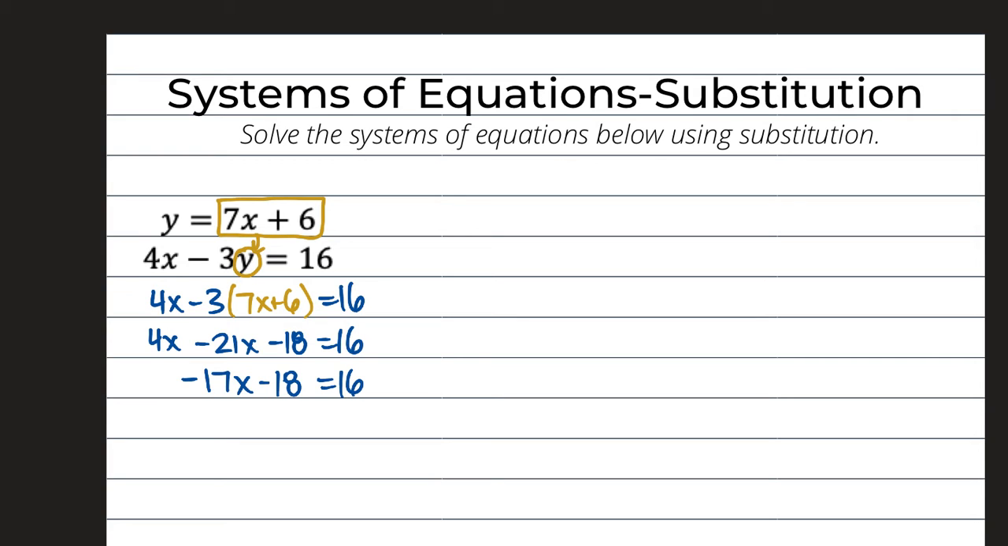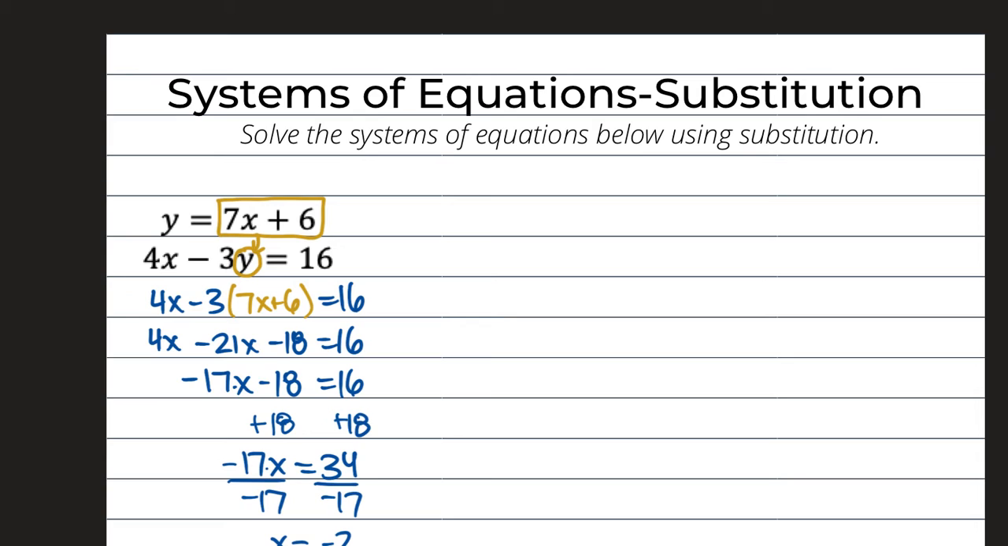Then we need to get rid of any addition or subtraction. The negative 17 is being multiplied, so not that yet. Get rid of the 18 by doing the inverse, add 18 to both sides. So now we have negative 17x equals 34. And then to get rid of the multiplying by negative 17, we'll divide both sides by negative 17. And we get x equals negative 2.